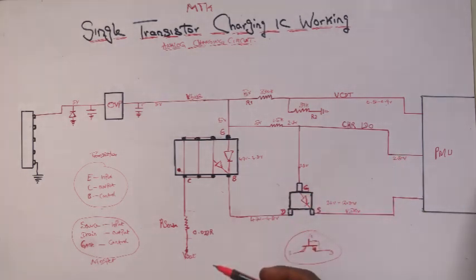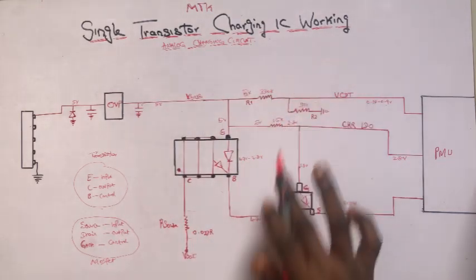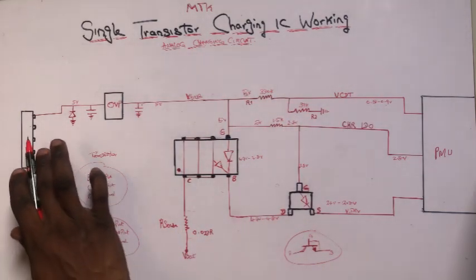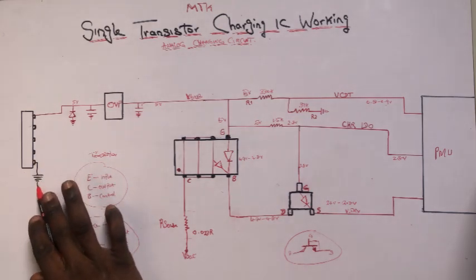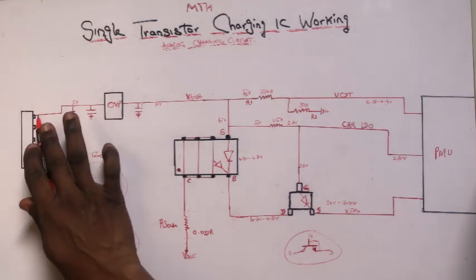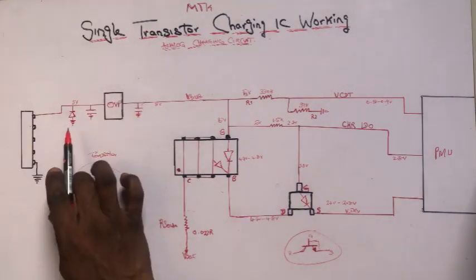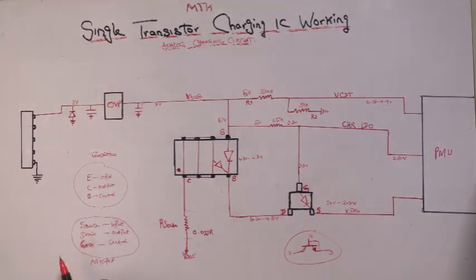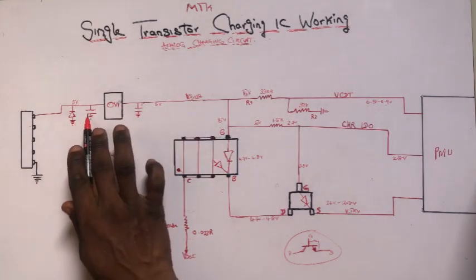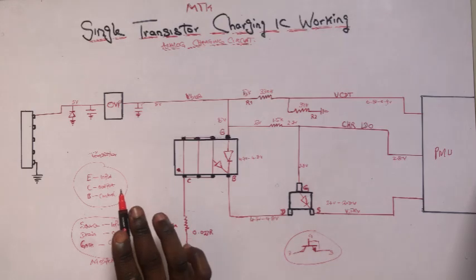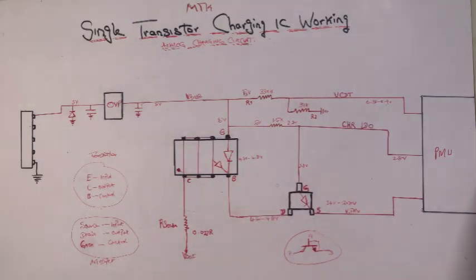Now this is the block diagram of this single transistor charging IC. Here we have our charging port. This is our ground, and then this is our V-bus line. You can call it V3 or you can call it V-bus. Now we have a diode here and a capacitor here. There are other models where you will see more than one capacitor. In this block diagram, I only include one capacitor.